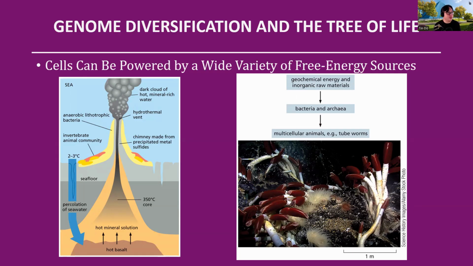All right. So cells can be powered by a wide variety of free energy sources. What does that mean? Again, it's energy sources that are found within the environment. So you either have solar energy, chemical energy, or heat energy, thermal energy. And in the deep sea ecosystem, you have geothermal energy, the thermal energy directly coming from the heat of the earth. And so here's an example of different types of organisms that thrive on geothermal energy.